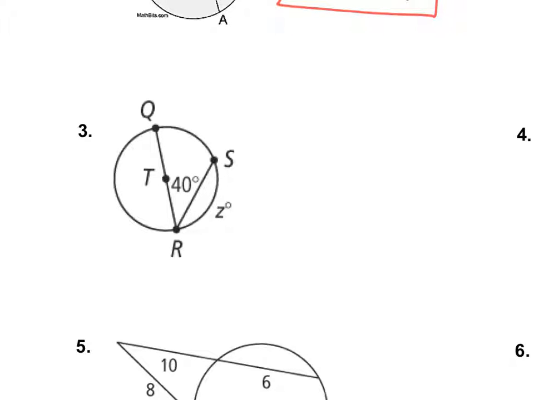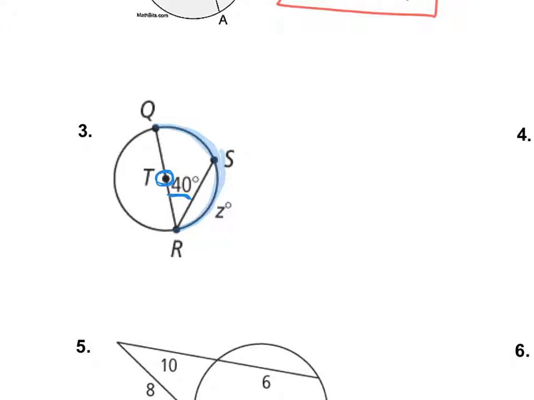Okay, number three, 40 is this angle. I'm looking for Z. What do you do? Okay, so key number one, if you miss this, you can't solve the problem. It is a diameter. If this point is marked for you, it is the center of the circle. If there's not a point there, it's not the center of the circle, okay? So if the point is there, it's the center, meaning that this arc is 180 degrees, right? Because you have a diameter.